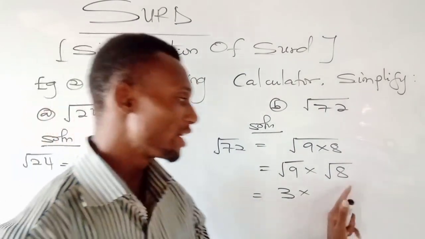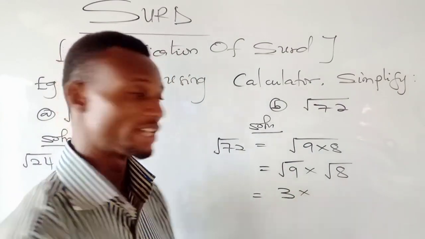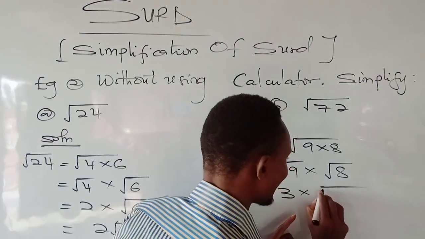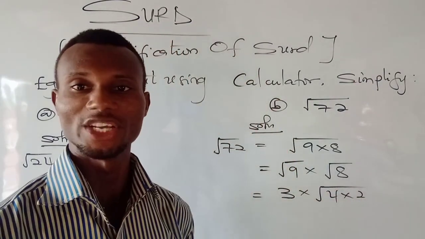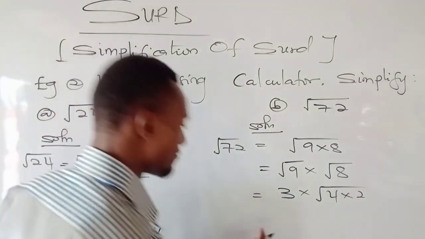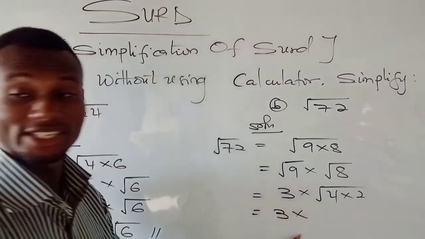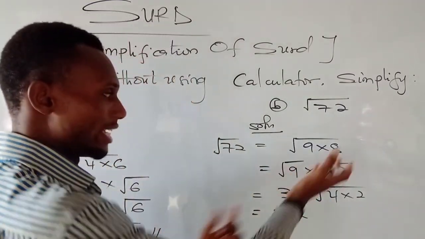So in place of the 8, I'll write 4 times 2. Hope you agree with me up to this point. So my 3, you bring the multiplication sign here, and then root 8, you can write it as 4 times 2. Let's simplify further. Bring your 3, which is here, bring the multiplication sign, which is there. Now we are going to apply the same knowledge that we did with this one.